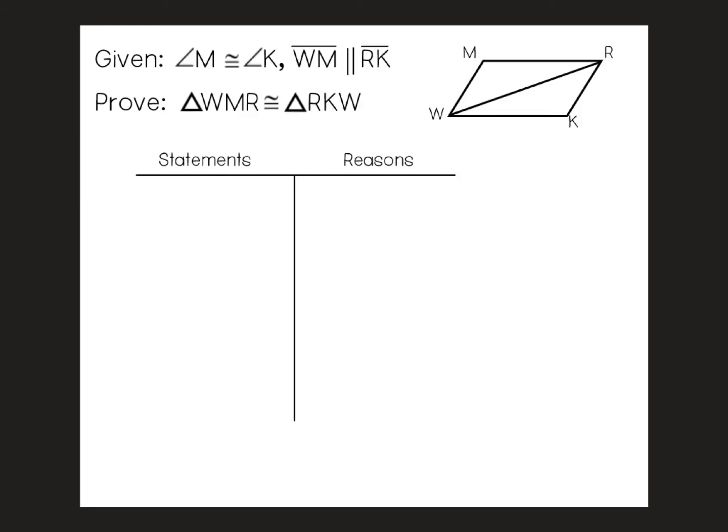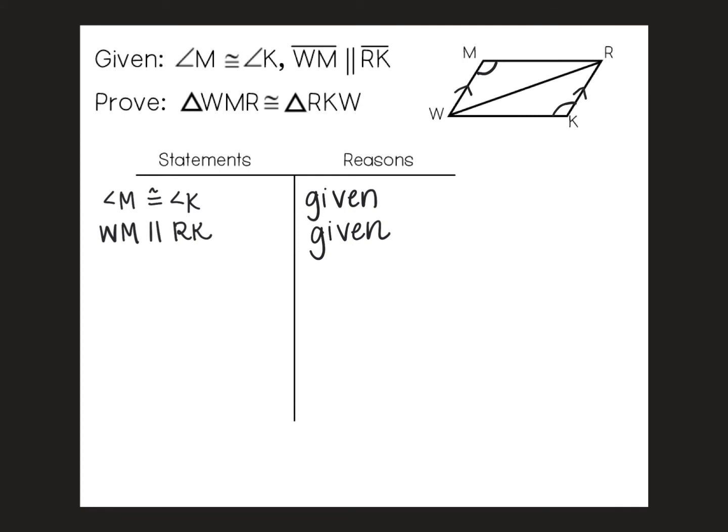For this next one, we're starting off with angle M is congruent to angle K, and this is given. We mark angles with the arc mark, so it looks something like this. Then we're also given WM is parallel to RK. That's still a given. So I'm going to mark WM and RK with parallel marks, which are arrows going the same direction.